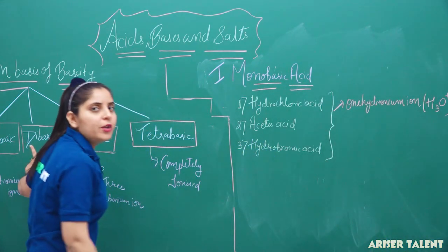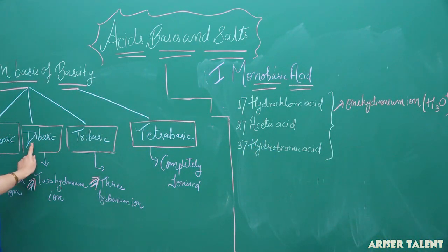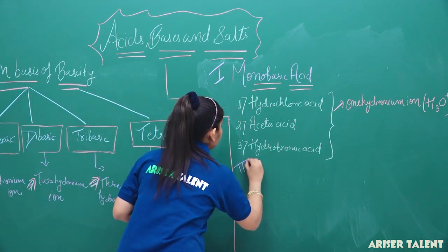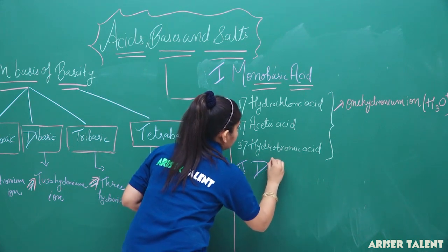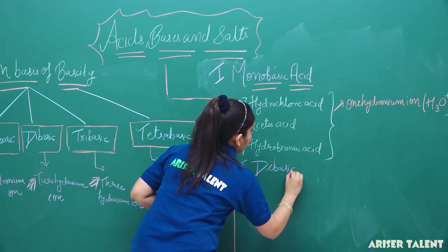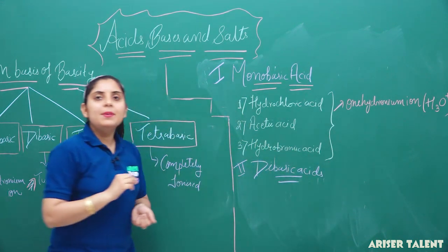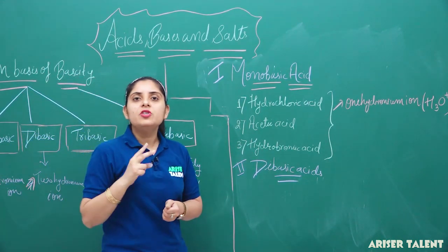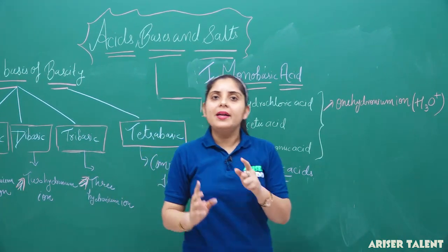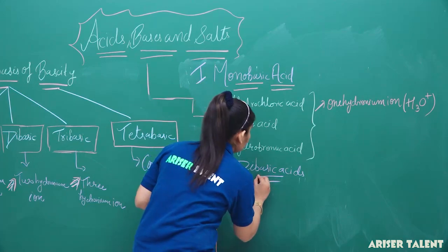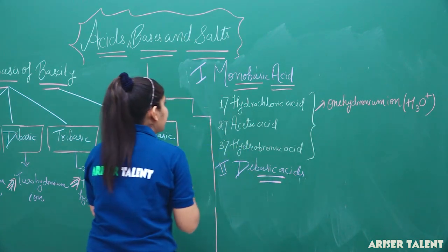Now we are moving to our next category. Our next category is dibasic acids. So our second category is dibasic acids. Dibasic acids are those acids which give 2 hydronium ions when 1 molecule of acid is dissolved in the aqueous solution. So we have an example of dibasic acids here.